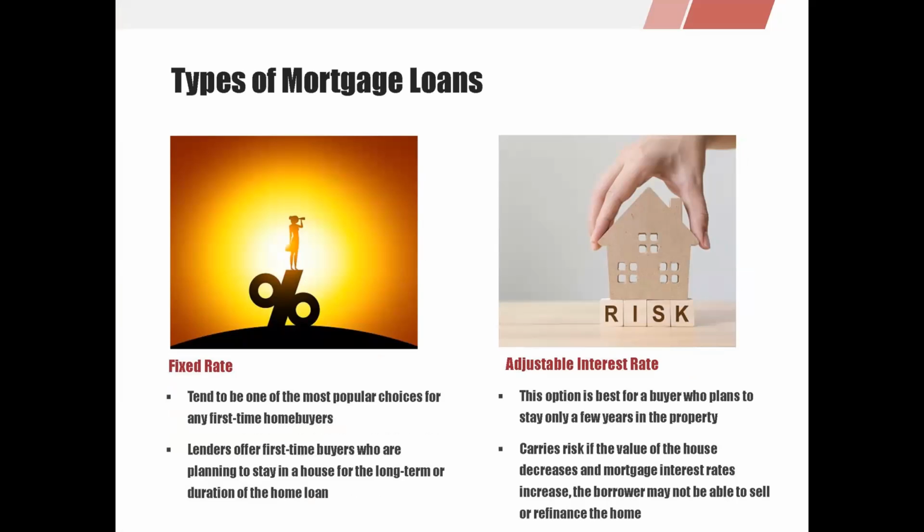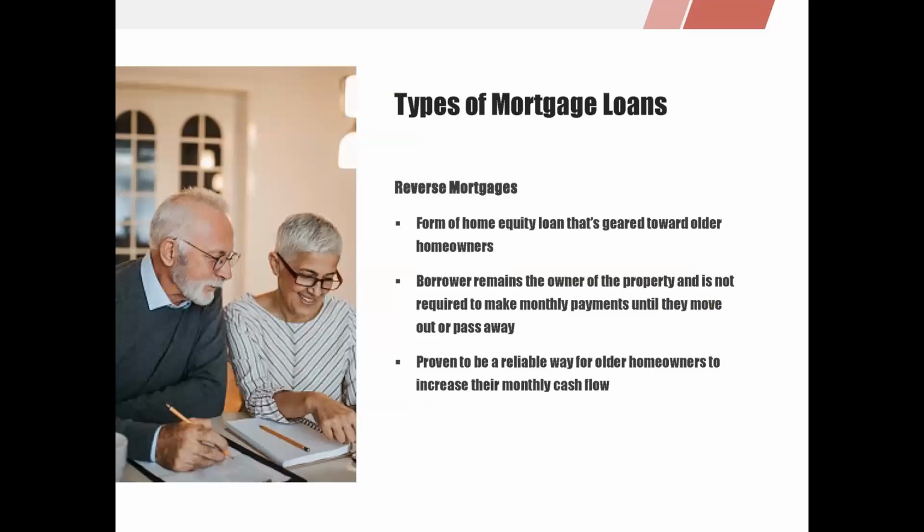As I touched base on before, the fixed rate is usually the popular choice. That way the client knows that for the life of their loan, either 30, 15 years or anything in between, their payment's not going to change unless their taxes go up or their insurance changes. Reverse mortgages are not really anything you're going to see.